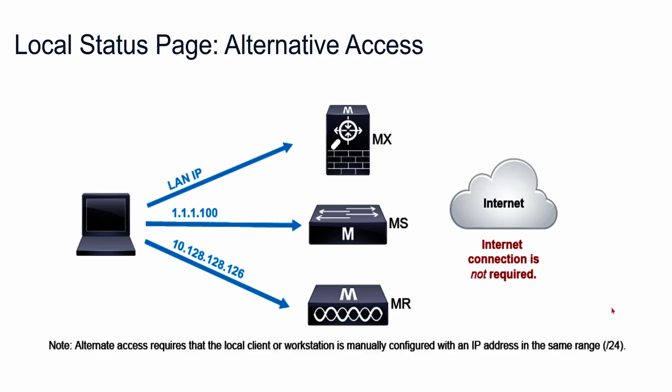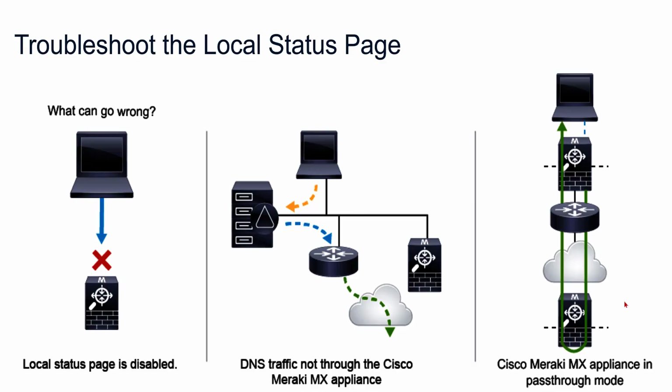All right? Every Meraki device has a local interface, and you always have a path back in. As long as layer 1 or layer 2 is up, you're not going to be locked out. So our very last slide in this module is troubleshooting the local status page. If you know how to access the local status page, that's one thing. Knowing why it's not working is kind of advanced, right?